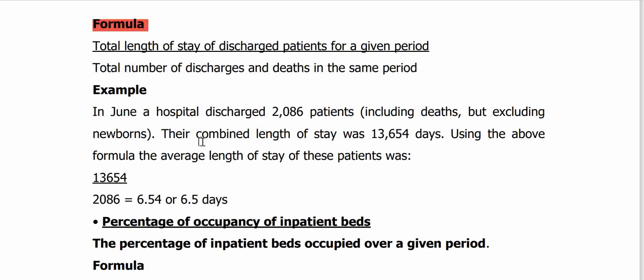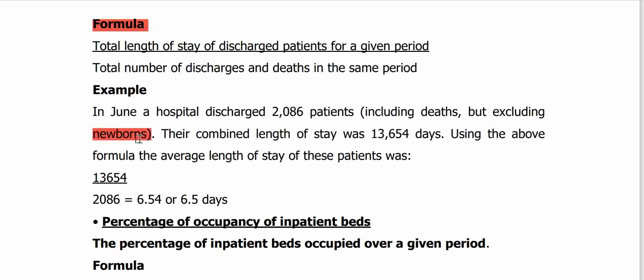Right? So how long do the patients stay? How many patients were actually discharged? Could be including those who were discharged alive and dead. All that matters is they were discharged. So this is the example. In June, a hospital discharged 2,086 patients, including death but excluding newborns.